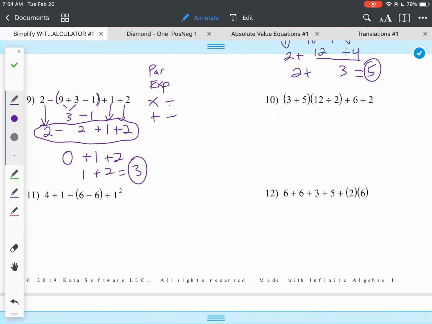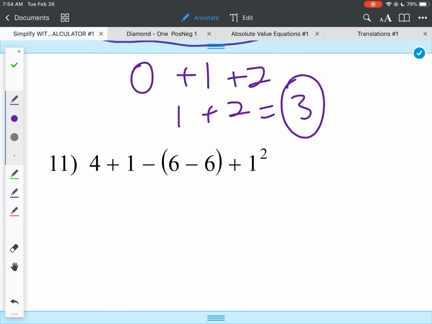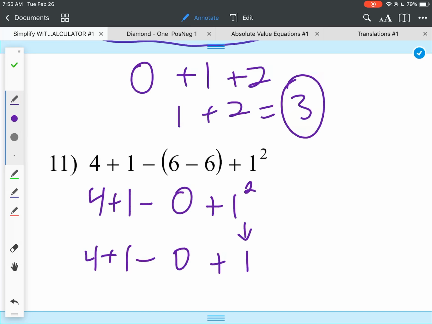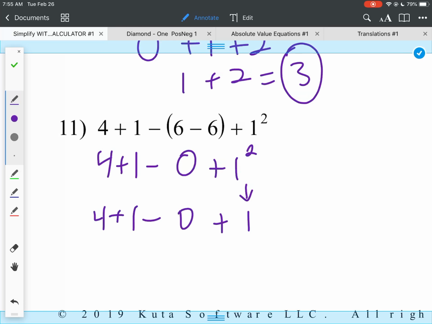Okay? Another one. All right, we have the exponent outside the parentheses, so let's do the parentheses first. We can bring down the 4 plus 1 minus, and then 6 minus 6 is 0, and then plus 1 squared. All right, so do the squared first, right? So that's 1, because 1 times 1 is 1, and then plus 0 minus 1 plus 4. Then just go straight across. So that's 5 minus 0 plus 1. 5 plus 1 is 6.